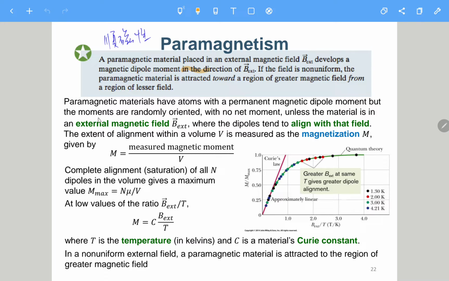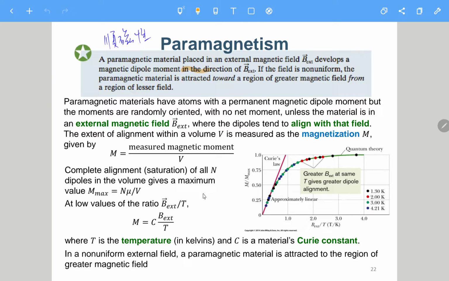but the moments are randomly oriented with no net moment, which means that if there is no external B field, then the paramagnetic material will feel like normal things, so it will not generate a magnetic dipole moment. But if it is placed in the external magnetic field, the dipoles tend to align with the field. The extent of alignment within a volume V is measured as the magnetization.